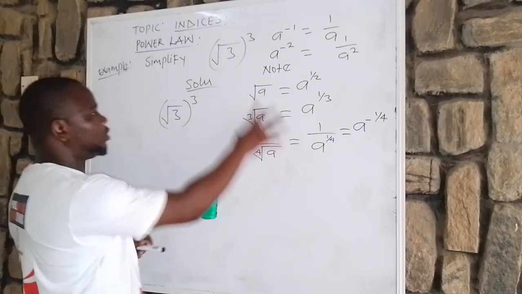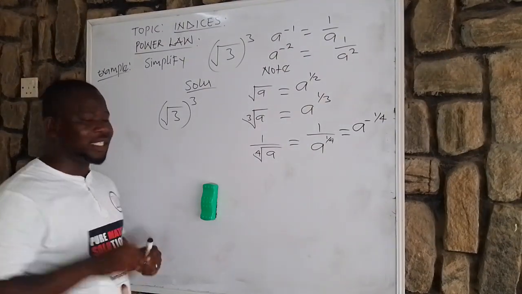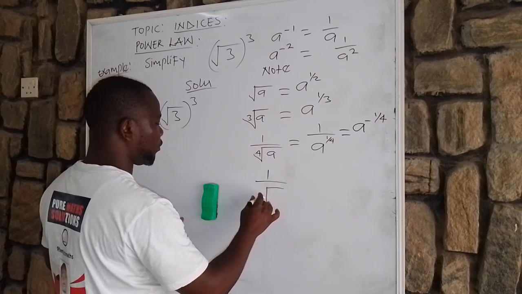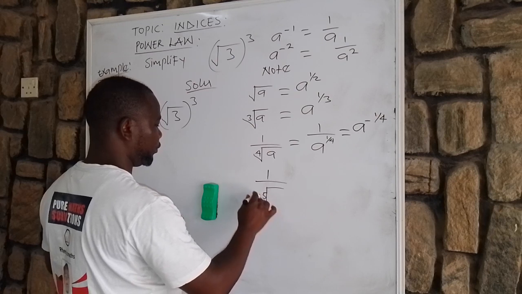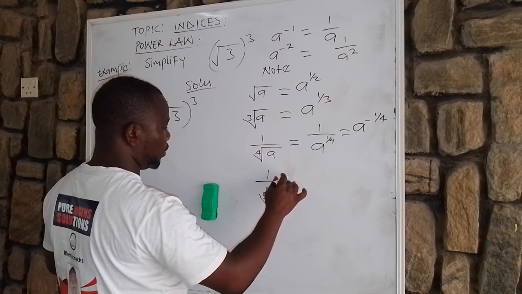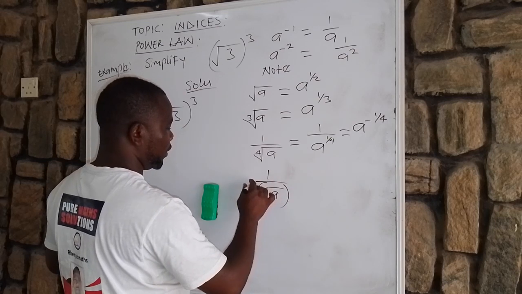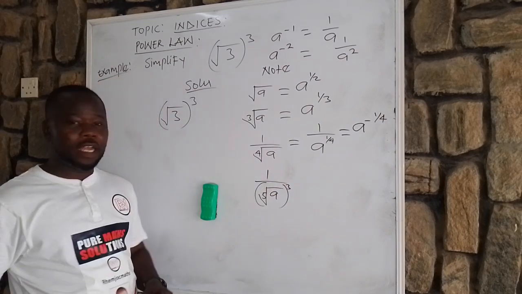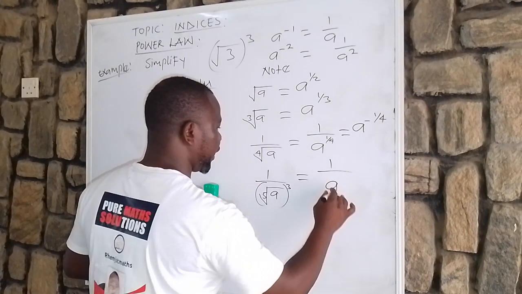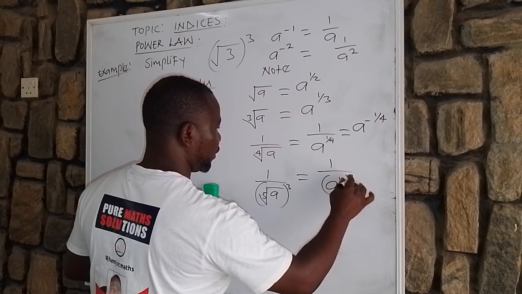Excuse me. So you must take note of this. As long as power law is concerned, we will make use of all this. Is that clear? Then sometimes you may see 1 all over the 5th root of a, then you now see it in an open bracket, raised to the power of 3. This is the same thing as 1 all over a raised to the power of 1 all over 5, close bracket, raised to the power of 3.